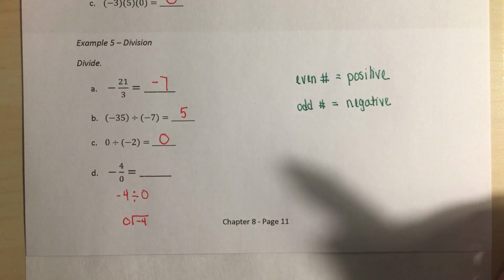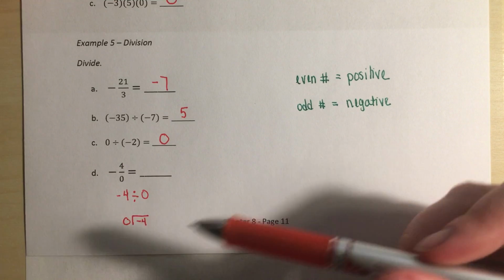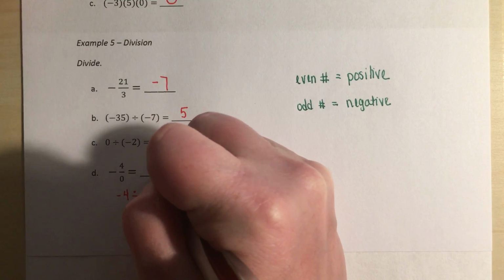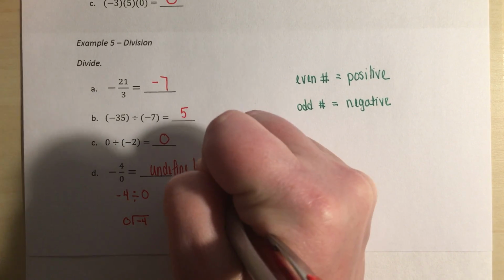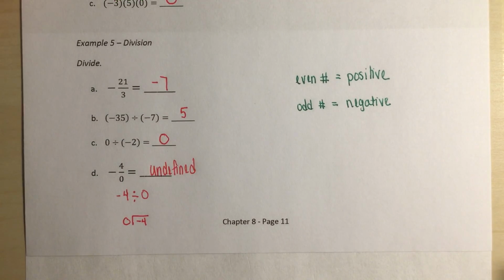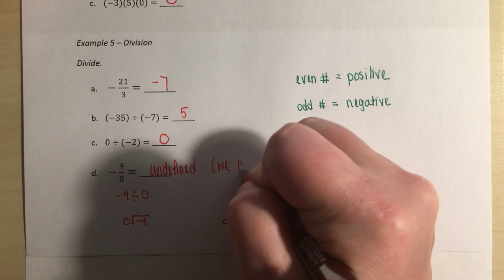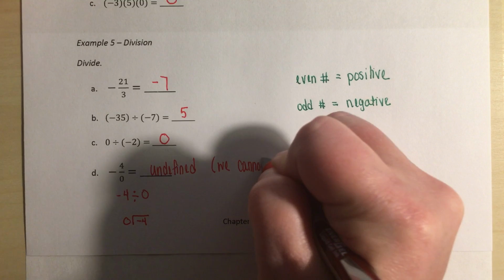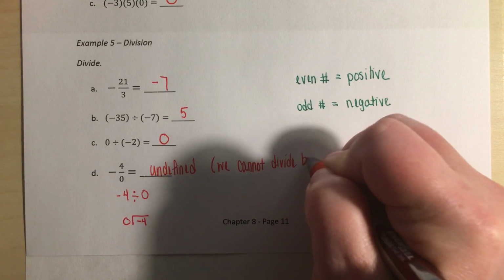So if we have 0 as a divisor, as a bottom number, our second number, our number outside for our long division, here is the one time that we're not going to get a numerical answer. We say that our answer is undefined. So we're going to write here, just a reminder, we cannot divide by 0.